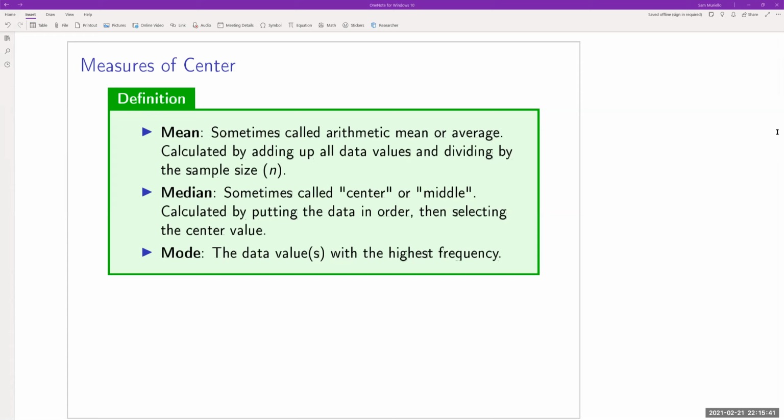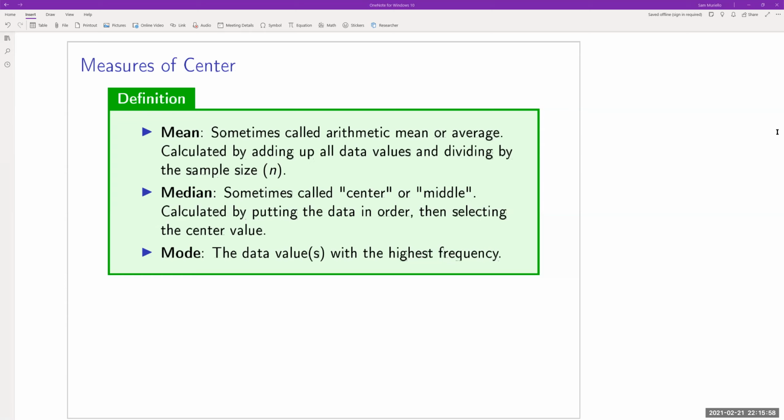The first one is called the mean, and this is often known as the arithmetic mean or the average. We can calculate the mean by adding up all of the data values and then dividing by the sample size or the number of included data values.